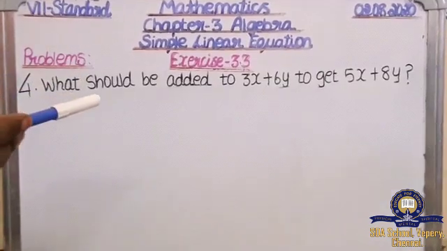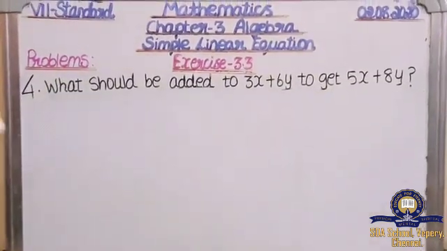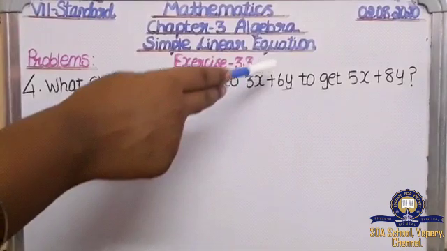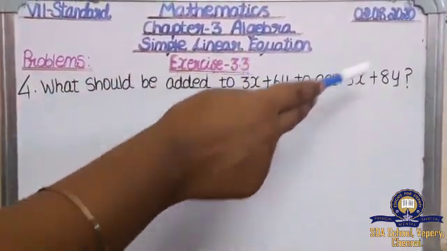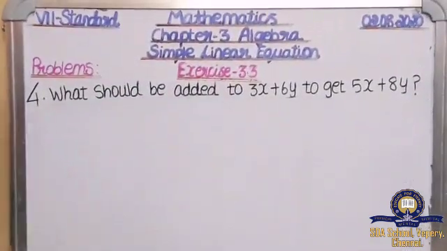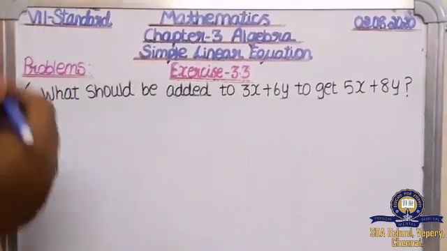Now we move on to our next problem. The next problem given here is, what should be added to 3x plus 6y to get 5x plus 8y? So here, before entering into this problem, we see one example.